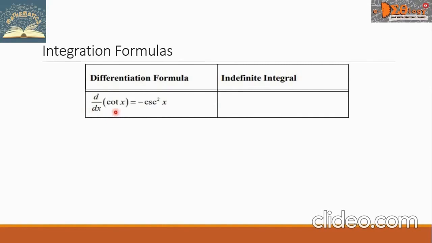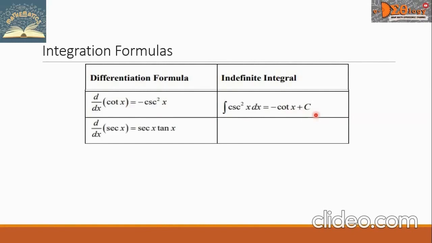The derivative of cotangent x equals negative cosecant squared x. The integral of cosecant squared x dx equals negative cotangent x plus c. The derivative of secant x equals secant x times tangent x. The integral of secant x times tangent x dx equals secant x plus c.